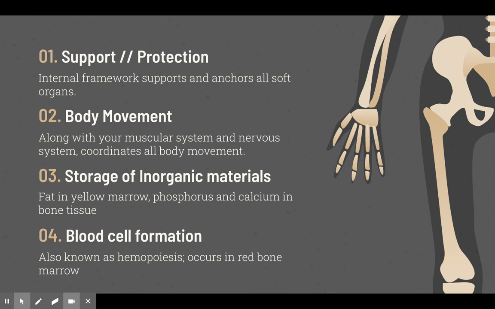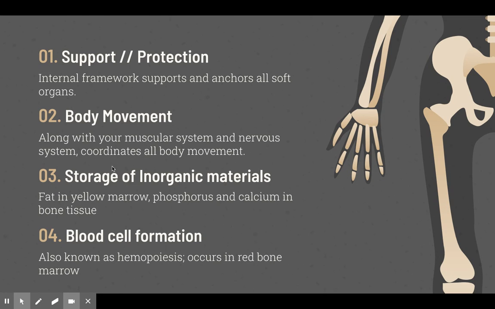So I just want to highlight some important pieces along with this slide set. So the main functions that you need to know, there's 4 of them, could be 5 if you separate these two. But the first function of your skeletal system will be support and protection. Your skeletal system is an internal framework that supports and anchors all of your soft organs. Obviously, we would be a pile of mush if it weren't for your skeletal system. Additionally, body movement, that's your second function. So your muscular system, your nervous system, and your skeletal system coordinates all of your body movement.